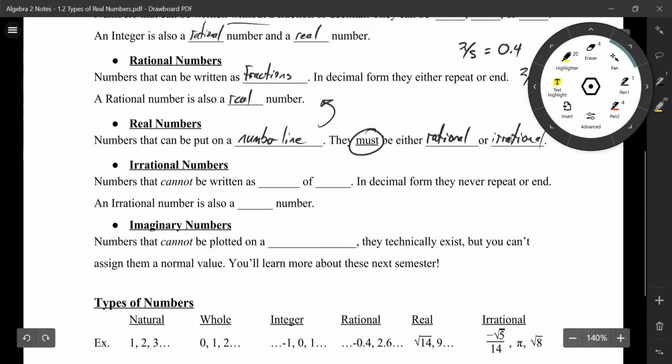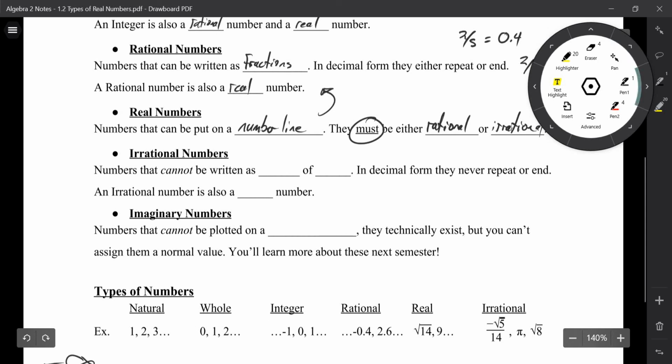So let's find out what the specific definition for irrational numbers is. Numbers that cannot be written as fractions of integers. In decimal form, they never repeat or never end. An irrational number is also a real number. So good examples of irrational numbers would be the square root of 2, it would be pi. These are numbers that never end, and they do not repeat. There's no pattern to them so far as what we can determine yet. They'll stretch on forever and ever.